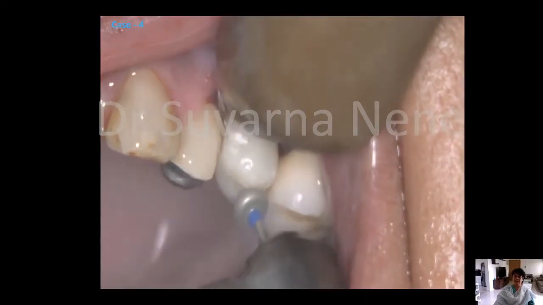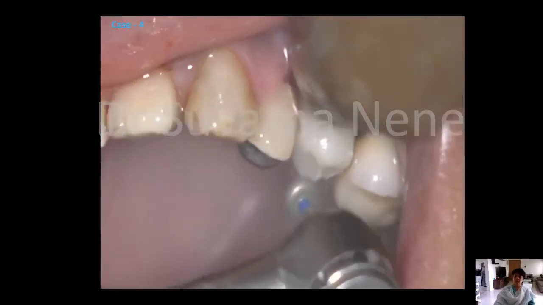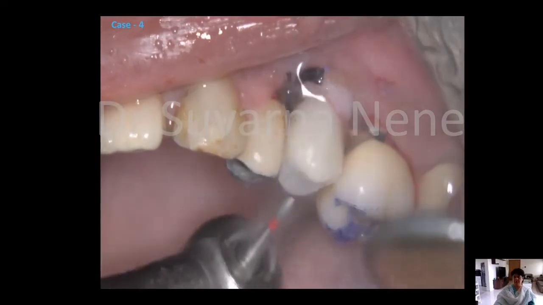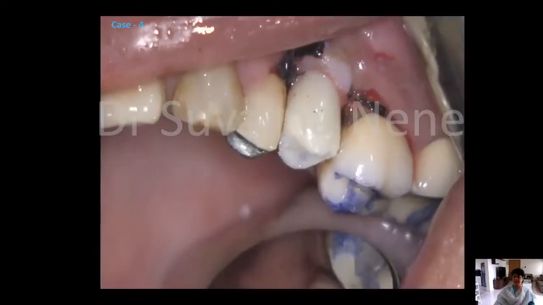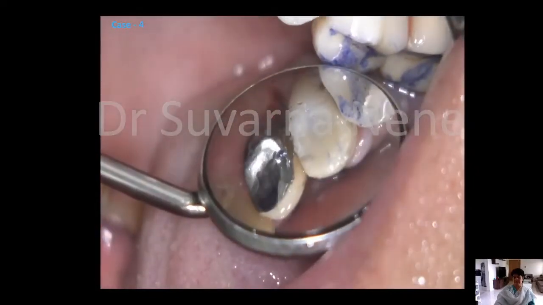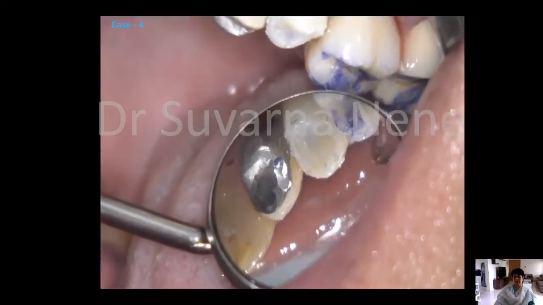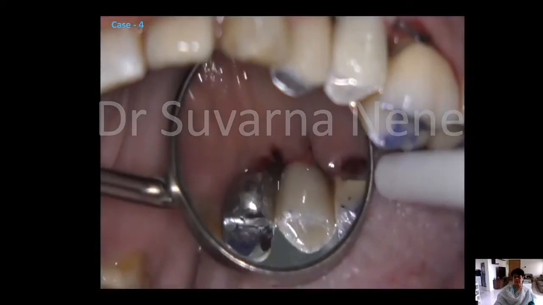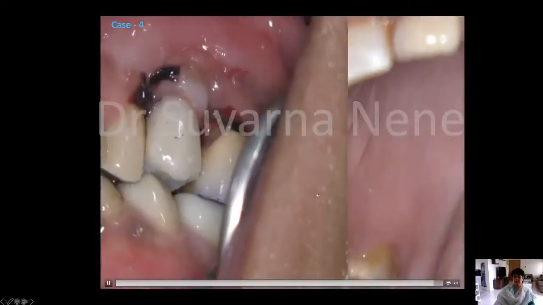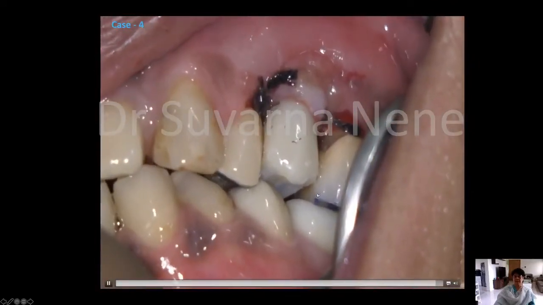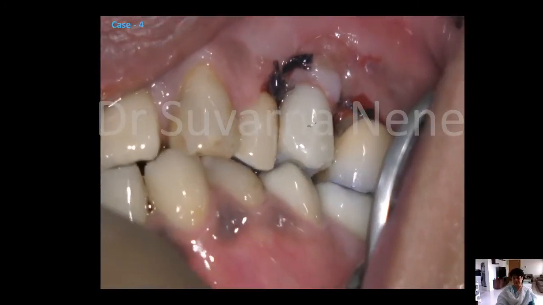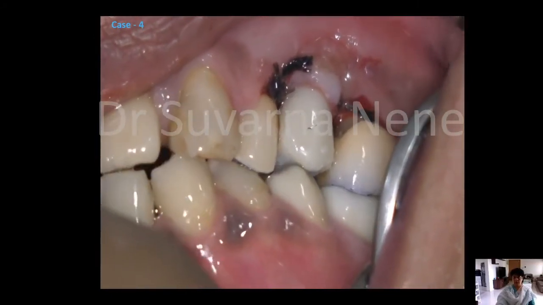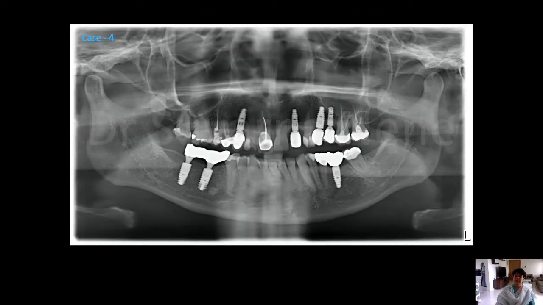They adjusted, and all of you know that you want to keep it out of occlusion, and also in the centric as well as excursive positions. You can see in the lateral excursion also, it is not creating any interference. So this is a case where this is a post-operative radiograph.